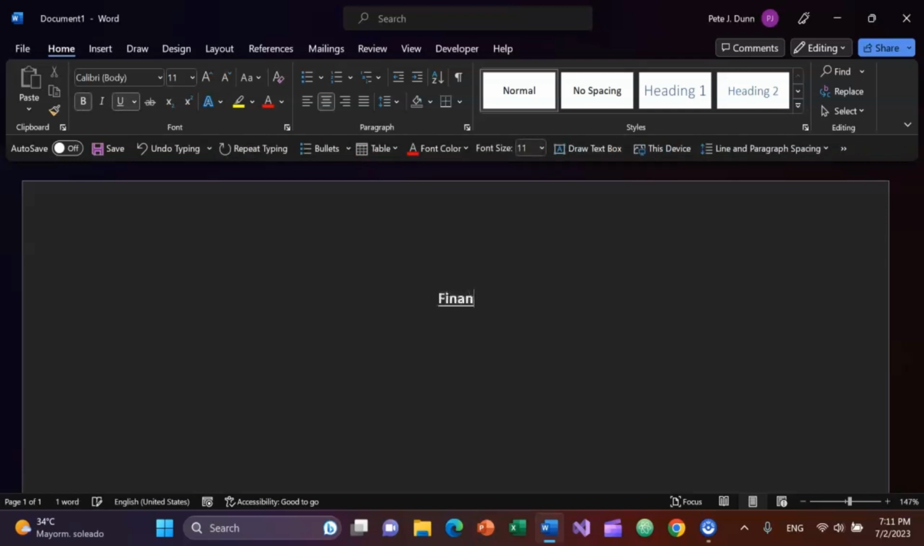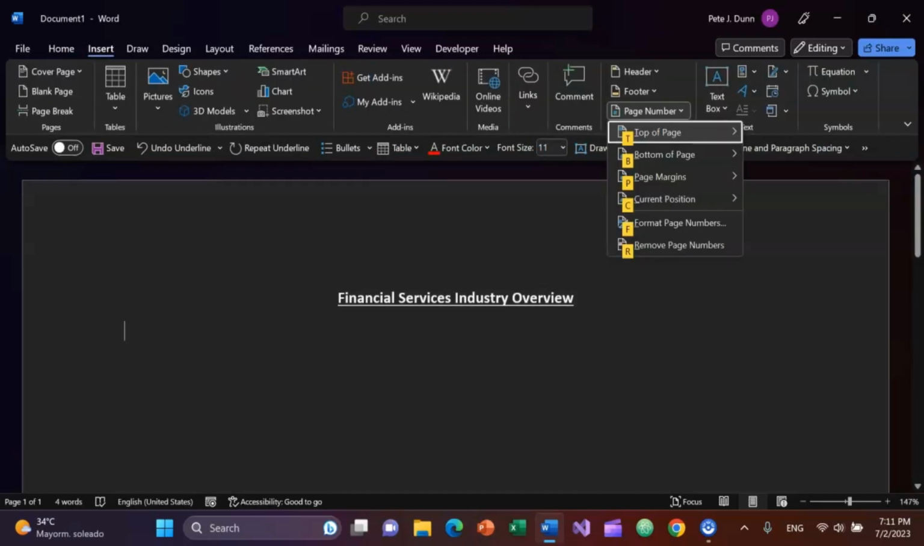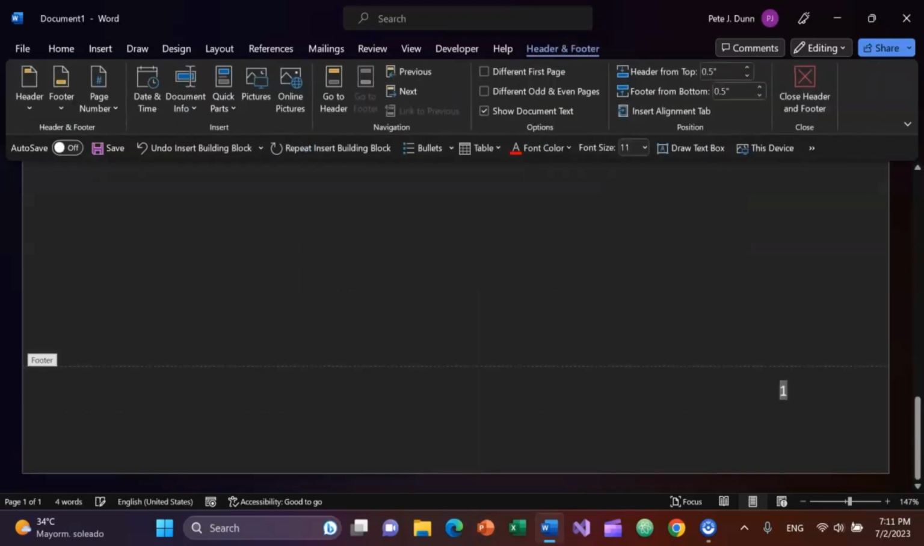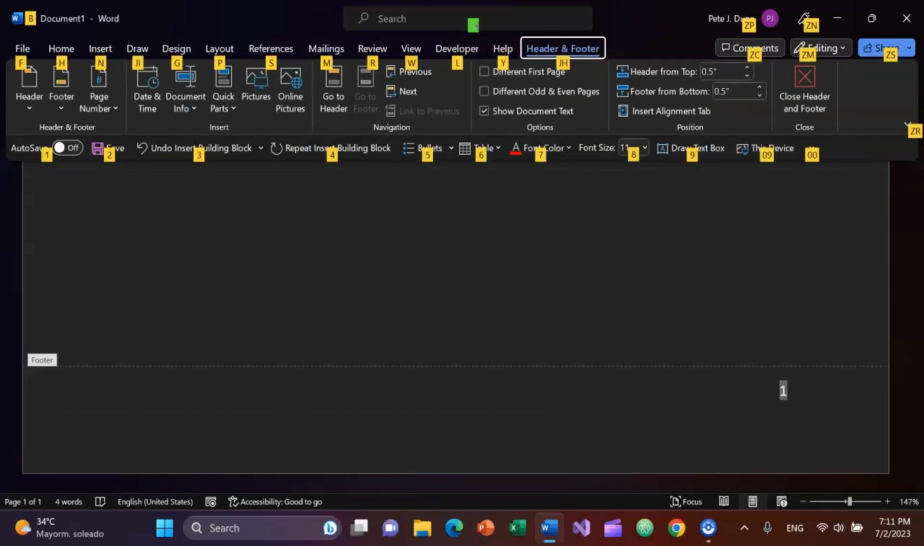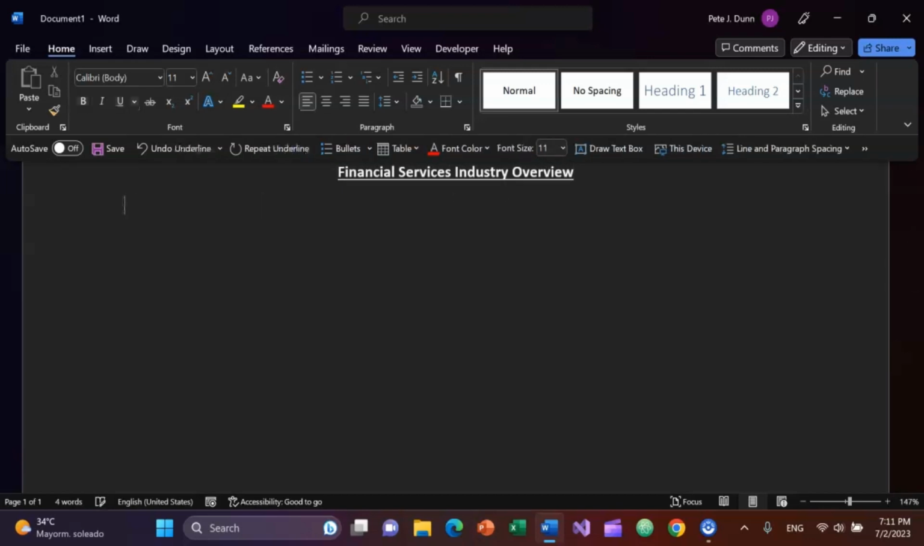I'll say Financial Services Industry Overview. Alt N as in November, U as in Uniform, B as in Bravo to add page numbers. Alt J as in Juliet, H as in Hotel, C as in Charlie to close that. And then I have on my quick access toolbar the bullet points option, so I can press Alt 5 to play.